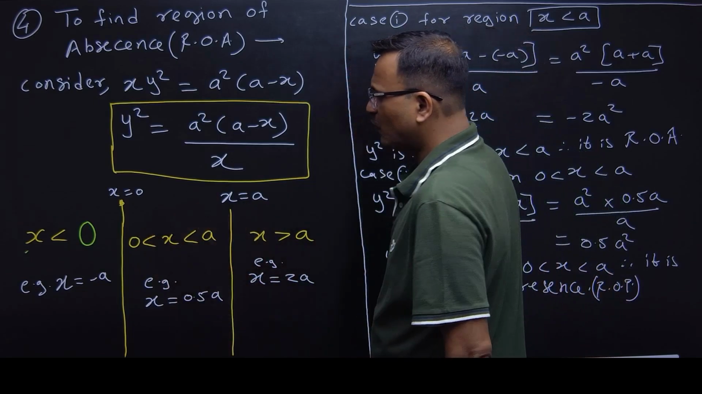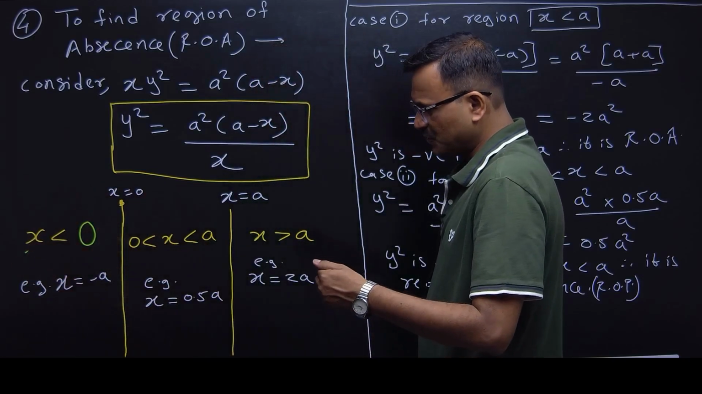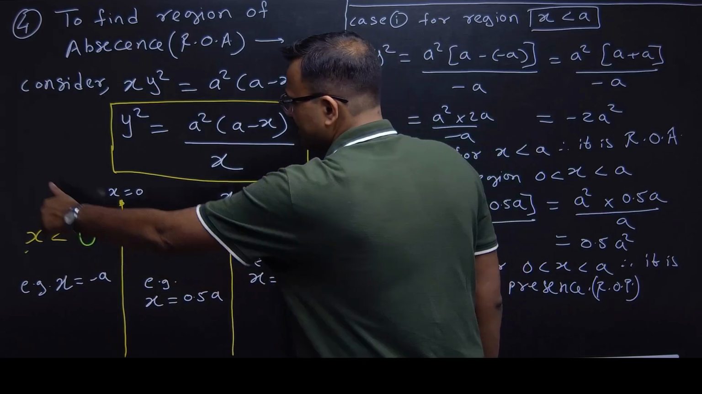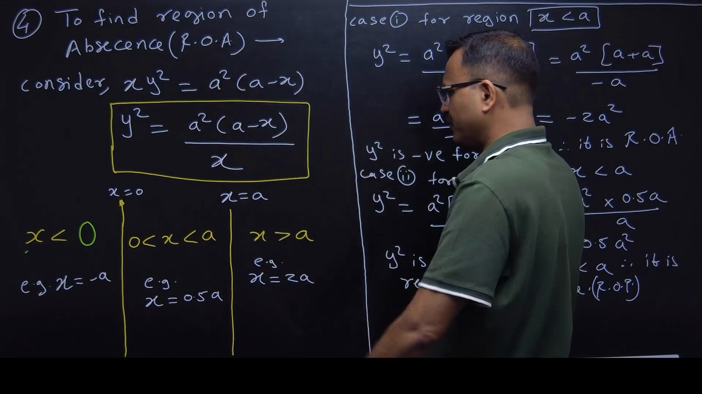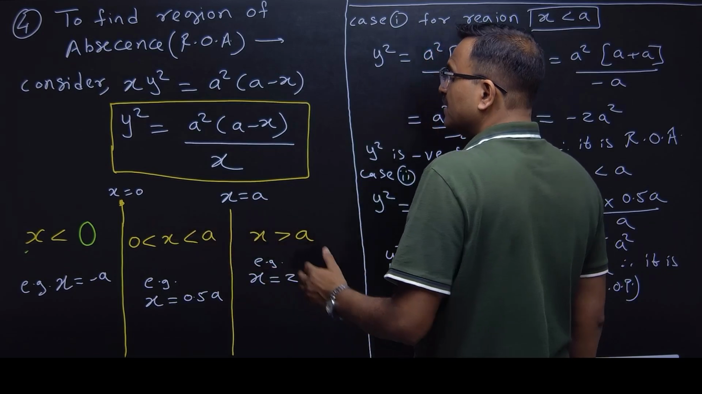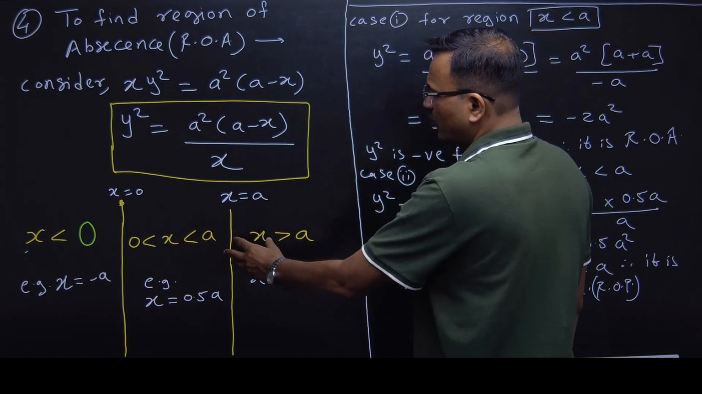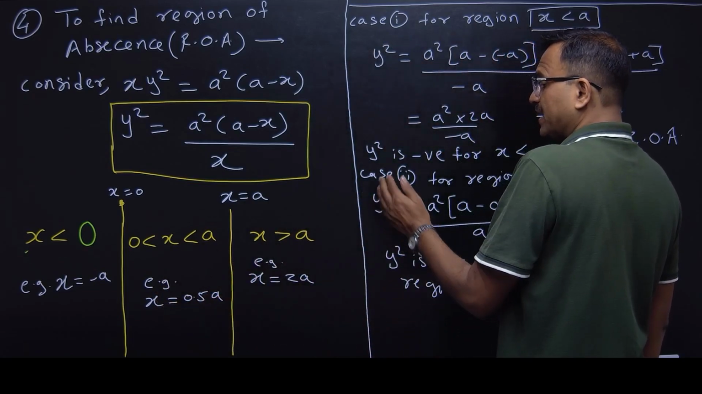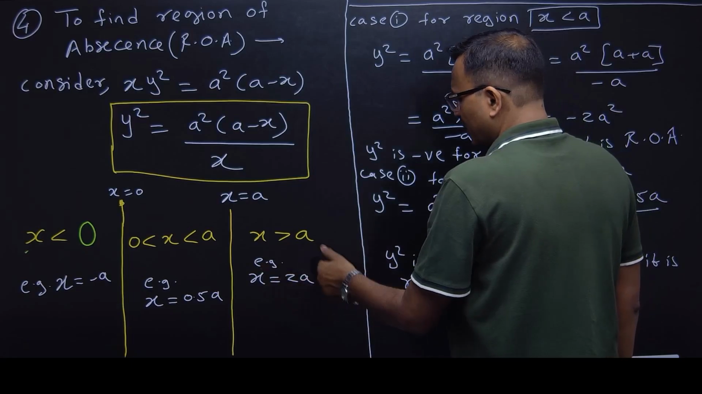X less than 0 means what? See, on the left hand side of x is 0. X is less than 0. X is negative. So x can be minus a, minus 2a, minus 3a, minus 4a, minus infinity. So x less than 0 means all negative values of x, like minus a, minus 2a till say minus infinity. Then the second region we get is x between 0 to a. Between 0 to a, it can be 0.1a, 0.2a, 0.3a, 0.4a. For example, I have considered x is 0.5a. And then x more than a. X more than a means it can be x is 2a, x is 3a, till x is infinity. Here I have considered x is 2a.